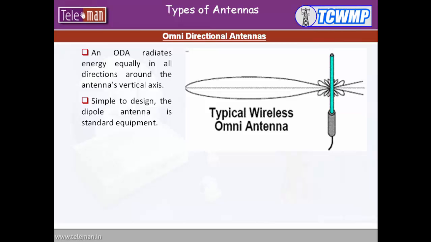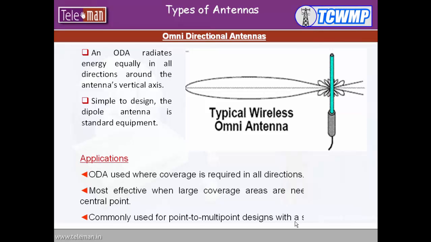First we'll talk about omnidirectional antennas. This omnidirectional antenna radiates energy equally in all directions around the antenna's vertical axis. So let's say this is the vertical axis, and it will radiate energy around the antenna's vertical axis. Simple to design, the dipole antenna is standard equipment in ODAs.